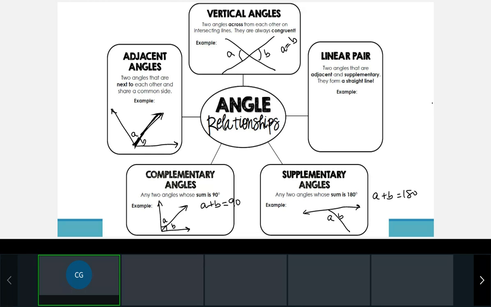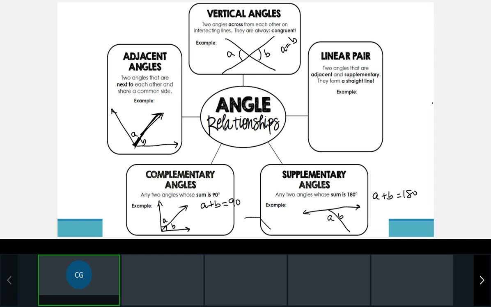So I could have, oh, my screen's being silly. There we go. I could also have an angle over here and an angle over here, and even though they aren't touching, as long as they add up to 180, they're called supplementary. Okay, so two angles that sum to 180, that is supplementary.